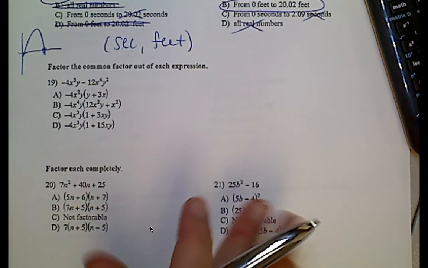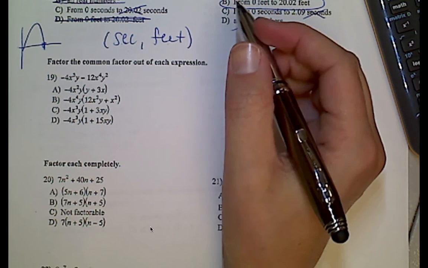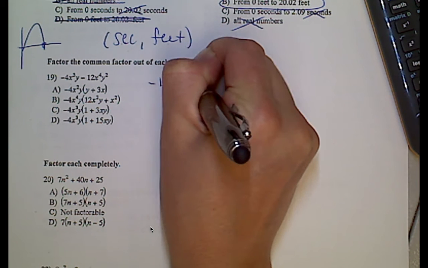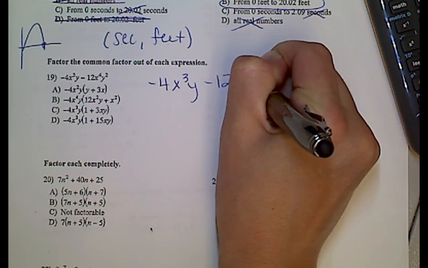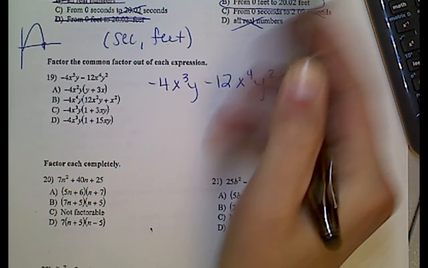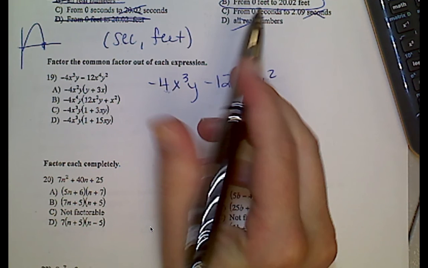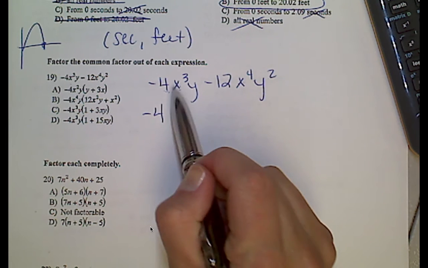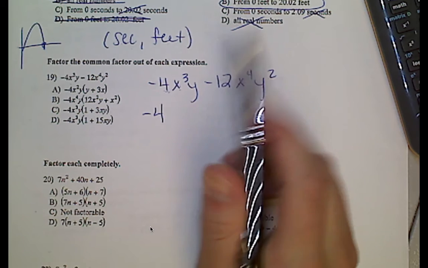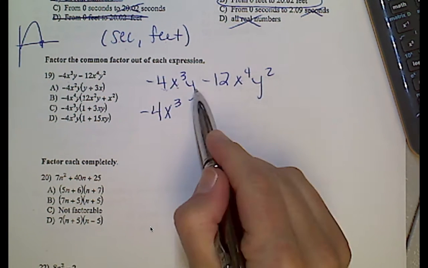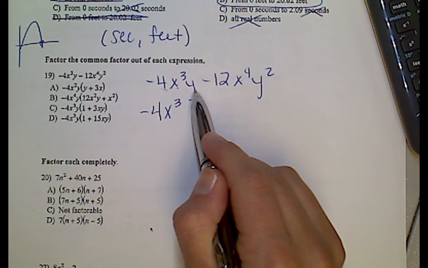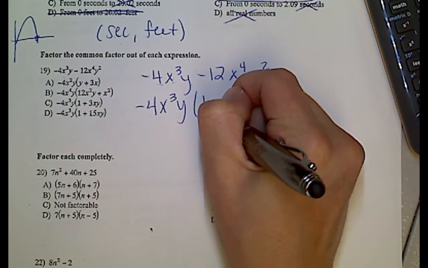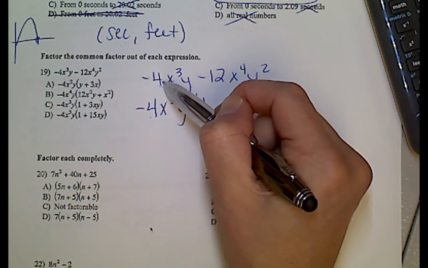All right, 19, you can't really Blooket this one, which kind of stinks, but it's okay. When I look at -4 and -12, I see that they both have in common that they're both divisible by 4. And remember, I told you we don't like to start off with a negative, so I'm going to take out a -4. Now, the trick is with the variables. x is in both of them, but the one with fewer x's is this one right here with x cubed. y is in both of them, but the one with fewer y's is this one right here with y. And look, -4 times 1 is going to give you -4x to the third y.